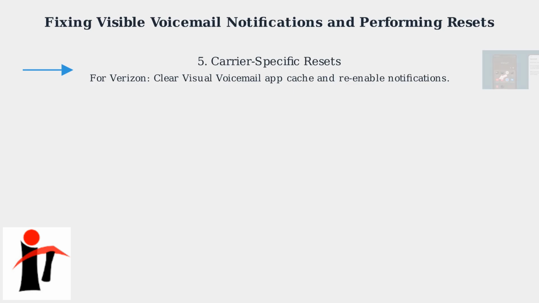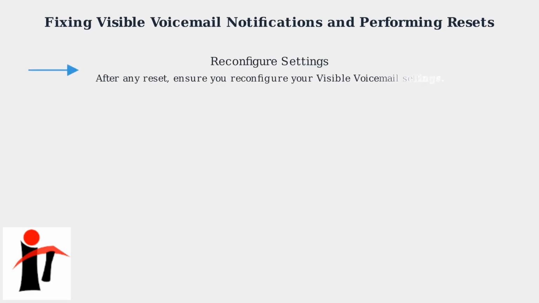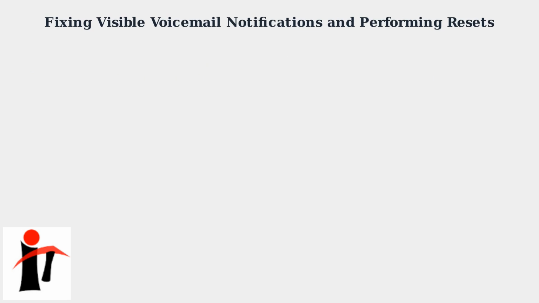On iPhones, dial the code *#5005*86# to reactivate. Some carriers like Verizon have app-specific resets. Clear the visual voicemail app cache and re-enable notifications within the app. As a last resort, perform a factory reset of the phone app. This is especially useful after operating system updates. After performing any reset, make sure to reconfigure your visible voicemail settings to complete the process.